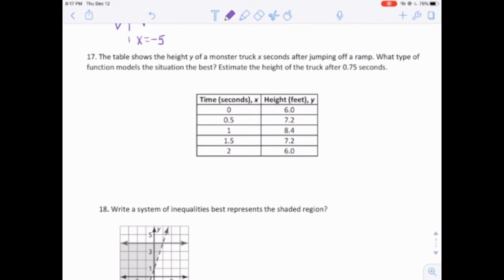If it goes up and then down, notice that our y values increase from 6 to 8.4 and then decrease back to 6. So we're going up and then down. That means it's got to be a parabola. A line doesn't go up and then down. So it's a parabola or a quadratic.